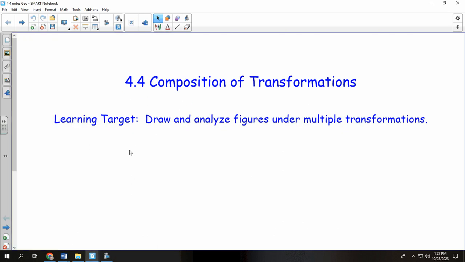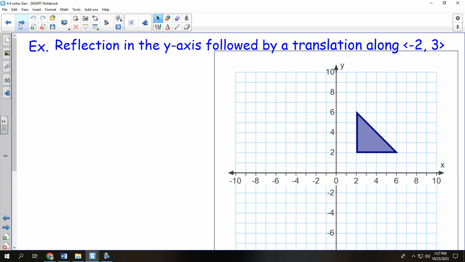We are going to move on to 4.4, composition of transformations. We are going to use multiple transformations. We're going to draw and analyze the figures created using those multiple transformations. Alrighty, so let's do this first example together.